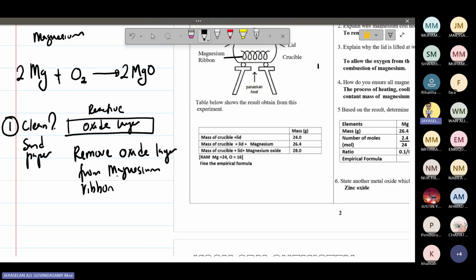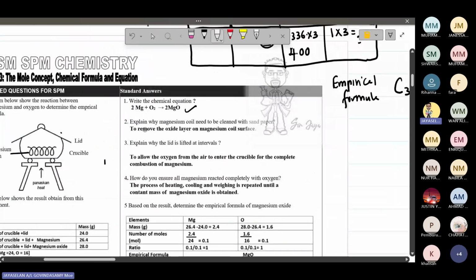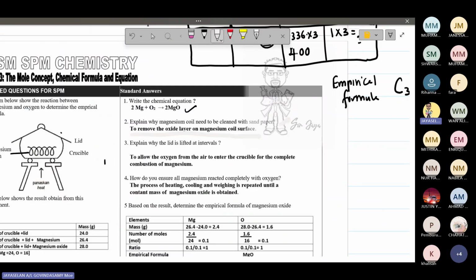You already score 1 mark. I don't want the oxide layer to disturb my reading, so I clean it with sandpaper. Any question? No question. So you see here, why does the magnesium ribbon need to be cleaned with sandpaper? To remove the oxide layer from the magnesium ribbon surface. So you already score 1 mark.